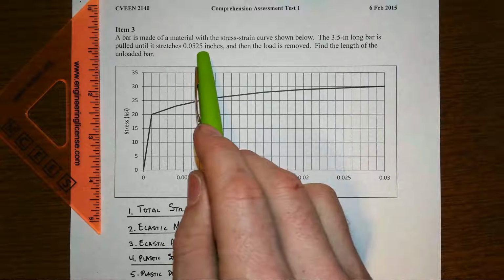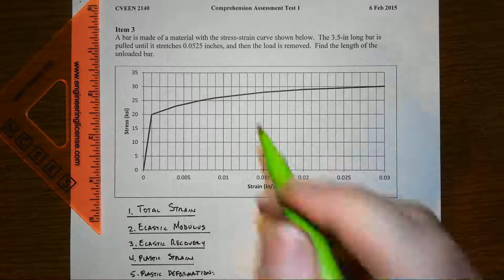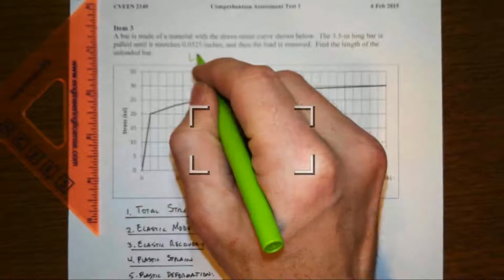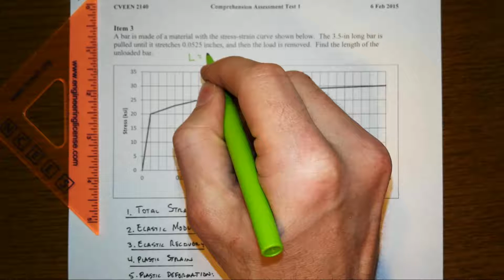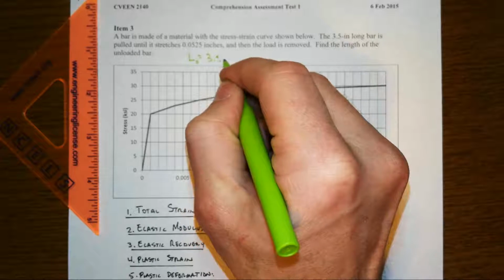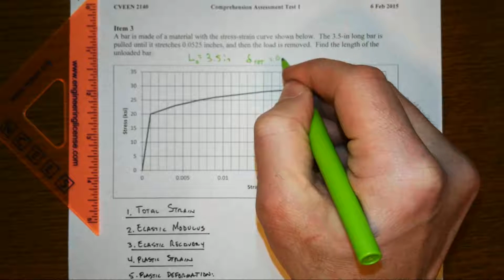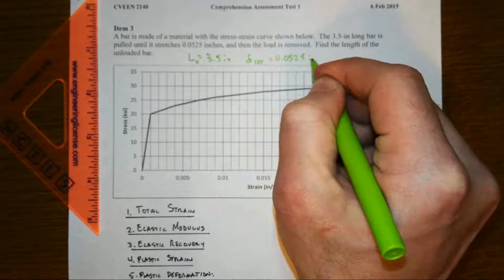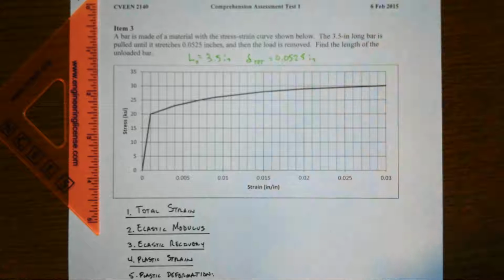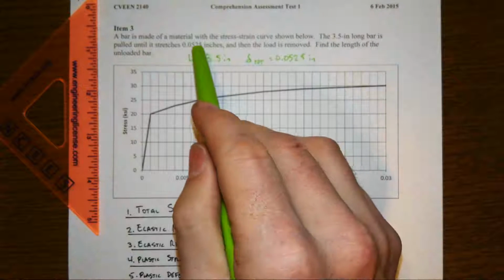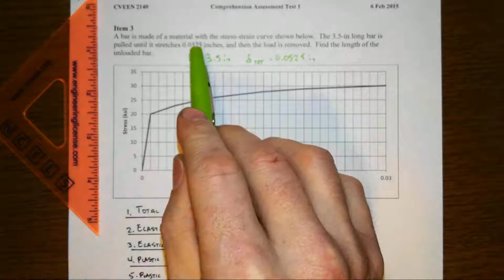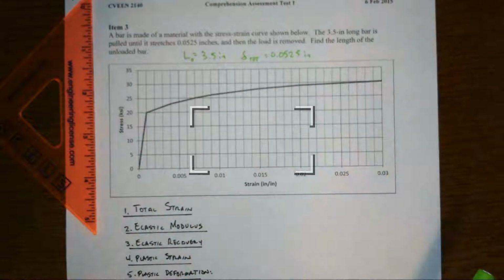It's pulled until its total stretch is 0.0525 inches. So its original length is 3.5 inches, and its total deformation is 0.0525 inches. And then the load is removed. Find the length of the unloaded bar. And I look at that and I wonder, gee, I have no idea, even though that seems like a really small number.